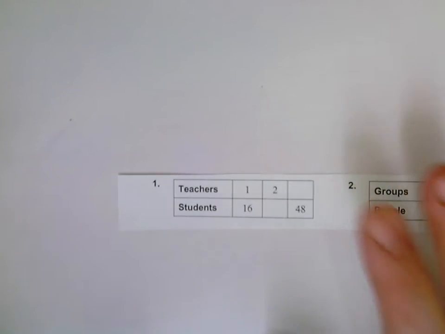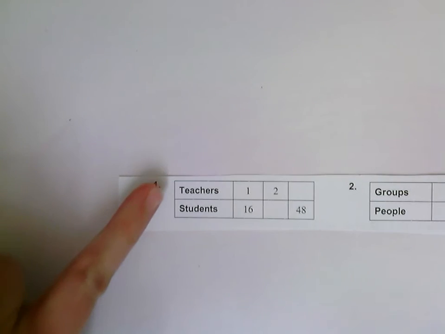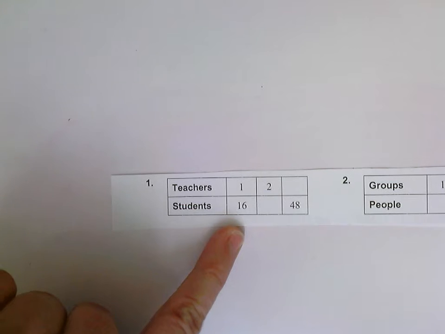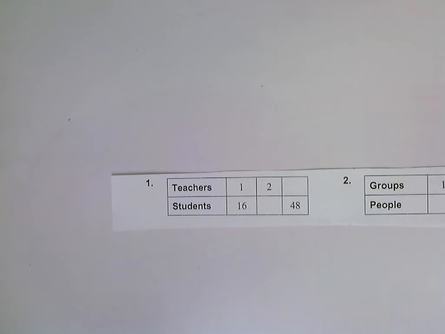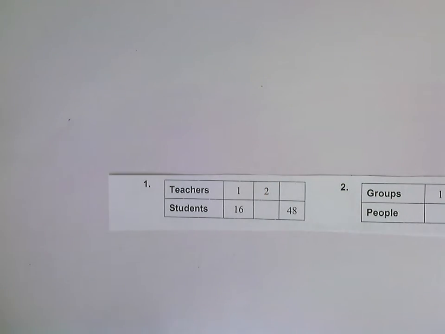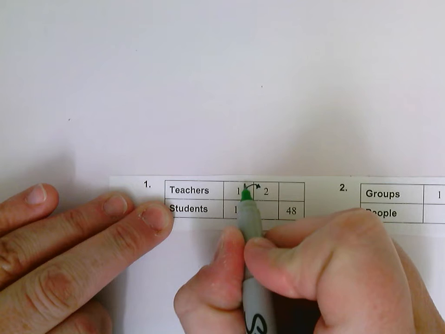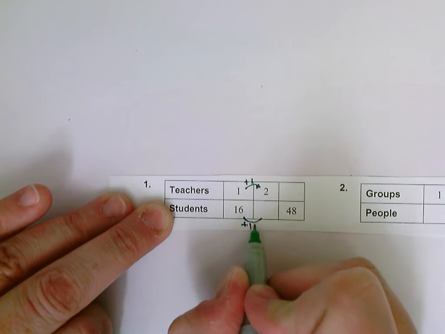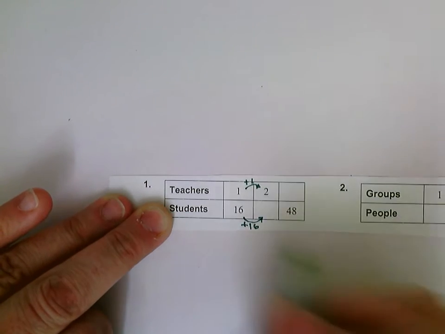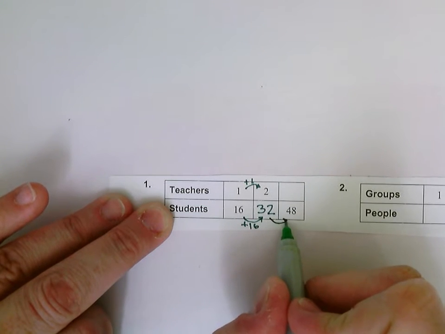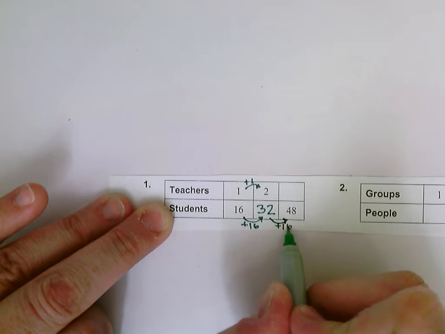Okay, so let's take a look at finding some missing values in our ratio tables. Here I have a ratio table that's half filled out, and I have a ratio of teachers to students. I have one teacher for every 16 students. Well, how many students would two teachers have? We moved from here to here by adding 1, so down here we're going to add that same quantity. We're going to add 16. So 16 plus 16 is 32.